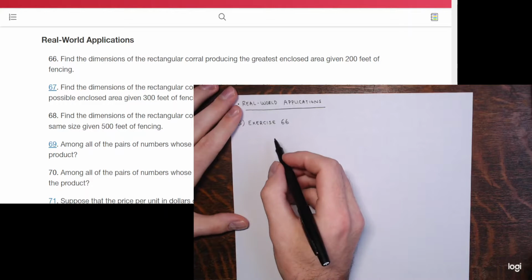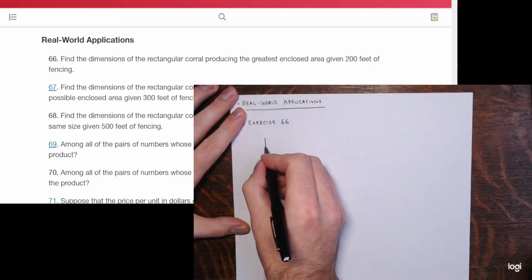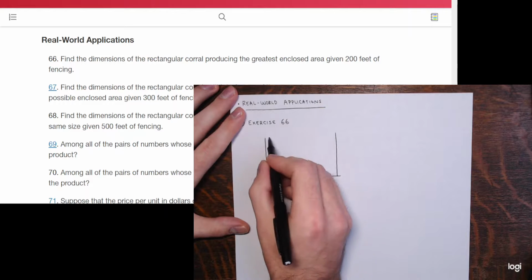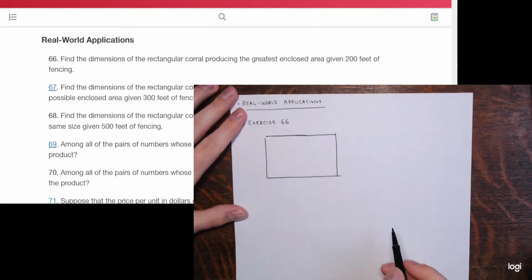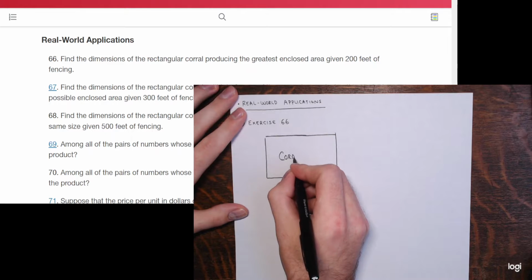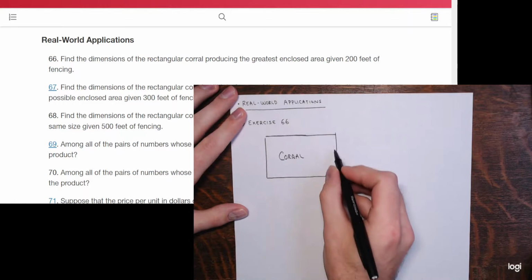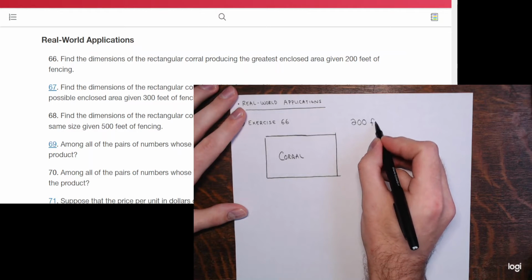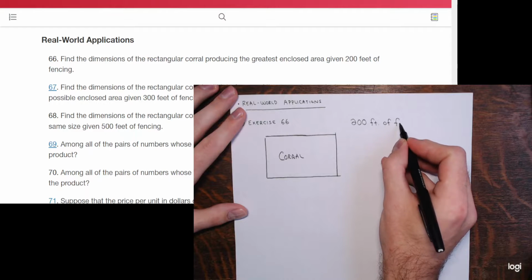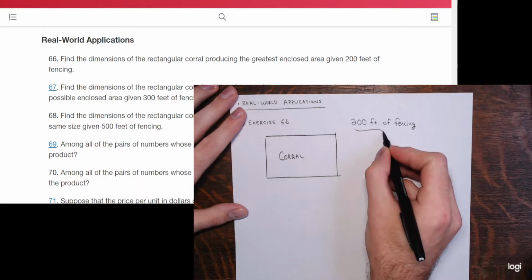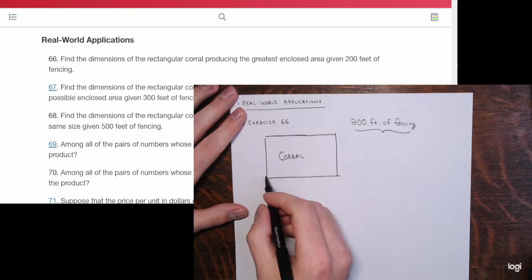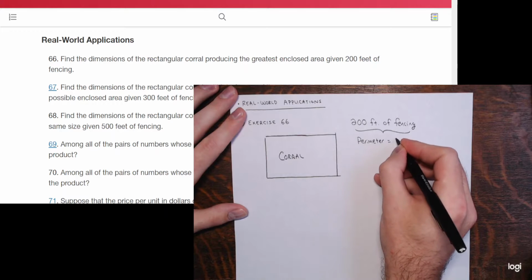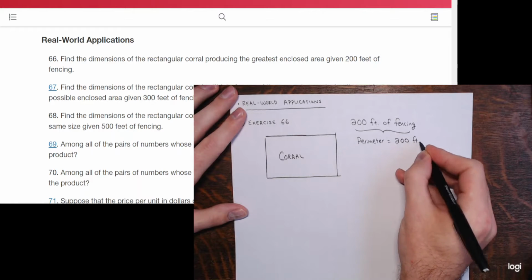So what this means is I'll draw a little picture. You're enclosing a rectangular area, so I'll draw a rectangle here. Here's this rectangular corral with some fencing. There's all this fencing, but you only have 200 feet of fencing. Another way to say this is that the perimeter of the rectangle is 200 feet. Perimeter equals 200 feet. We'll use that in a second.